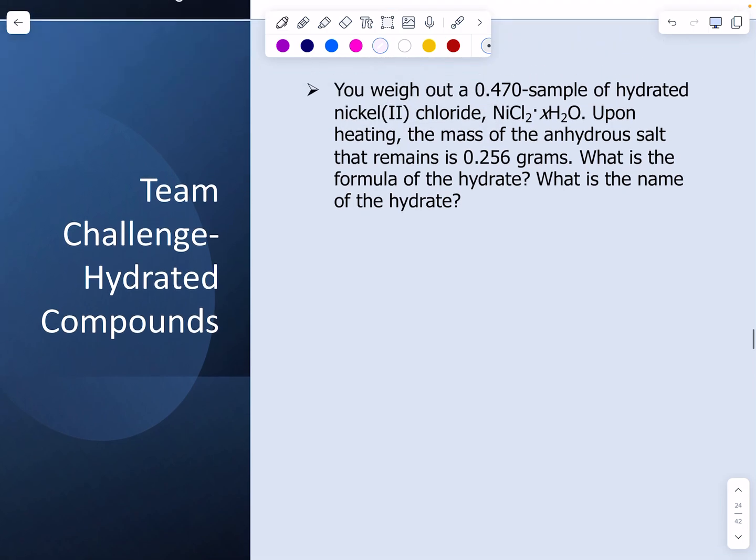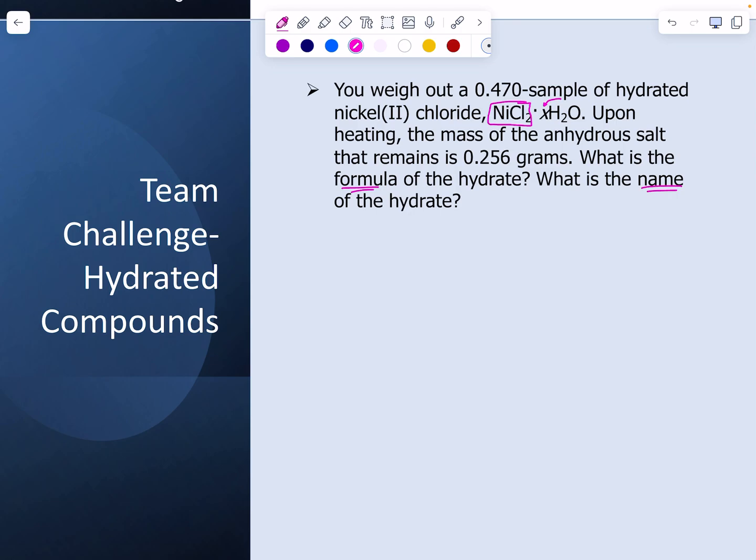All right, so your team challenge for today is going to be trying to figure out what the formula and what the name of a hydrated compound is. So you're told that you have nickel 2 chloride, and it's got some waters associated with it. The nickel 2 chloride is not going to change. We just want to figure out what X is.